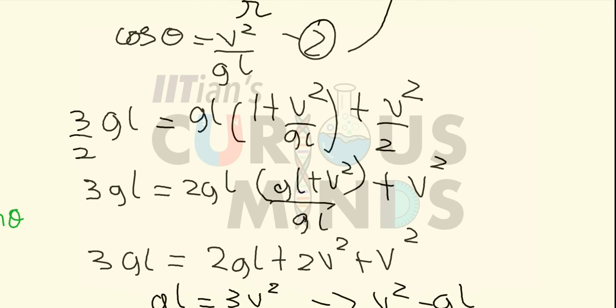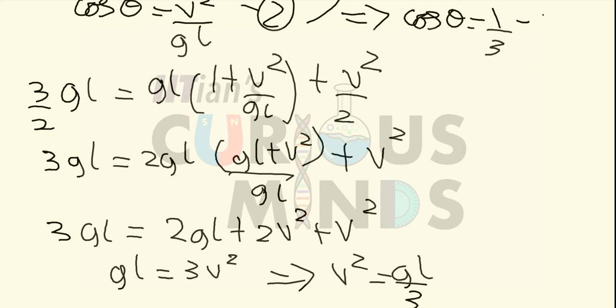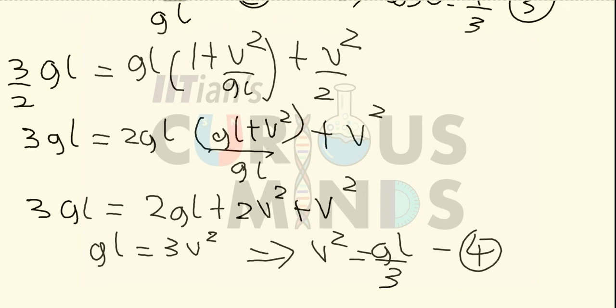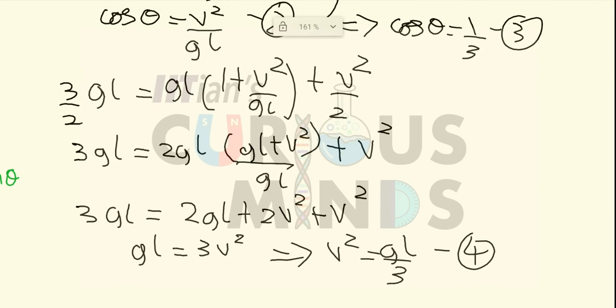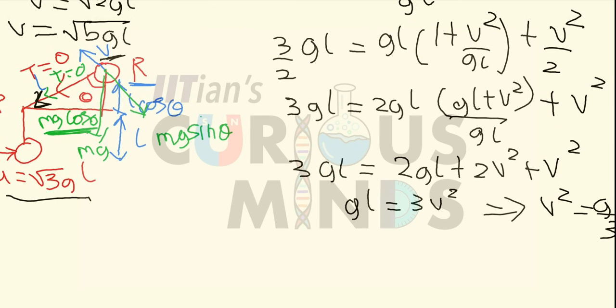When I substitute the values, v square is equal to GL divided by 3. So cos theta will come out to be 1 by 3. Let this be the third equation and let this be the fourth equation. I will use it later. Now this is the velocity obtained when the body reaches point R.